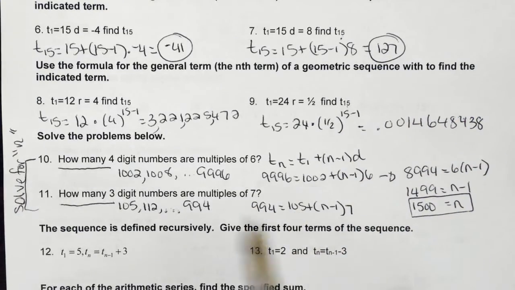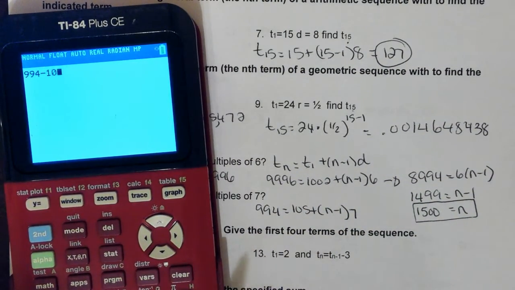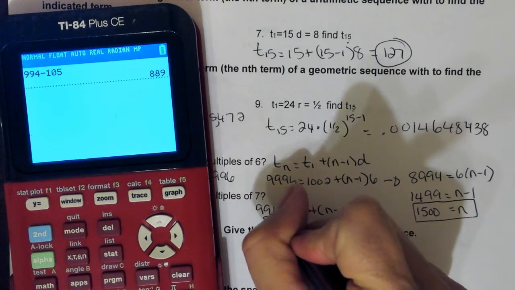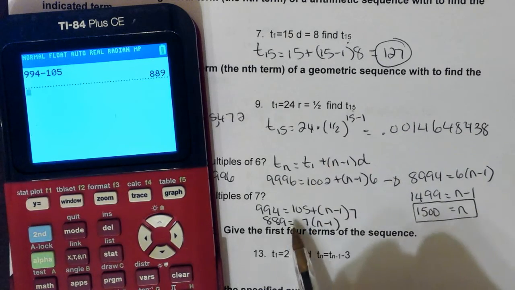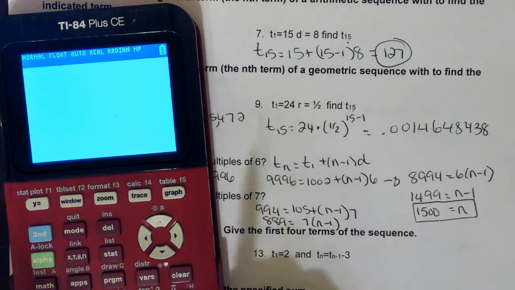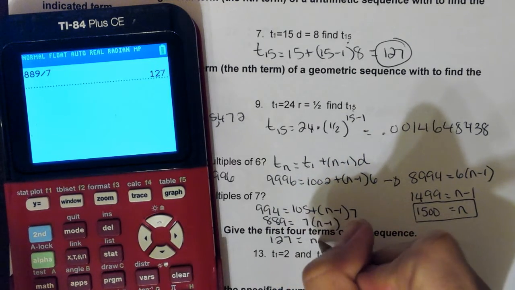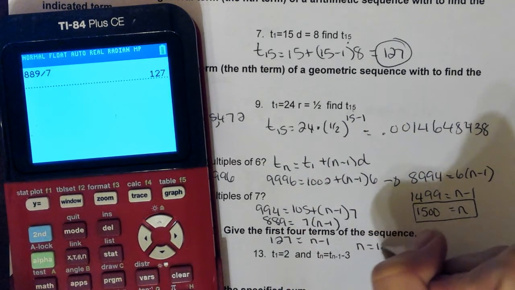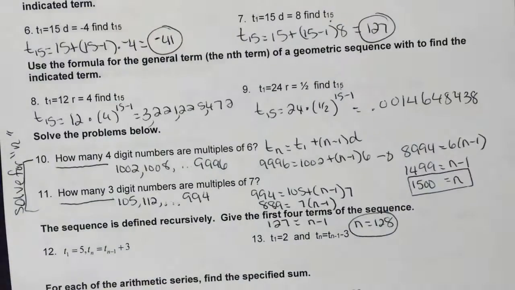Okay, again, several different ways to solve this. You could distribute and combine like terms if you wanted. I like to go ahead and move the 105 over. So I take my 994 and I subtract my 105. And I get 889 equals 7 times n minus 1. You could distribute, but I prefer to go ahead and divide by 7. 889 divided by 7. And we get 127 equals n minus 1. And then I add 1 to both sides. And I get 128. There are 128 terms.